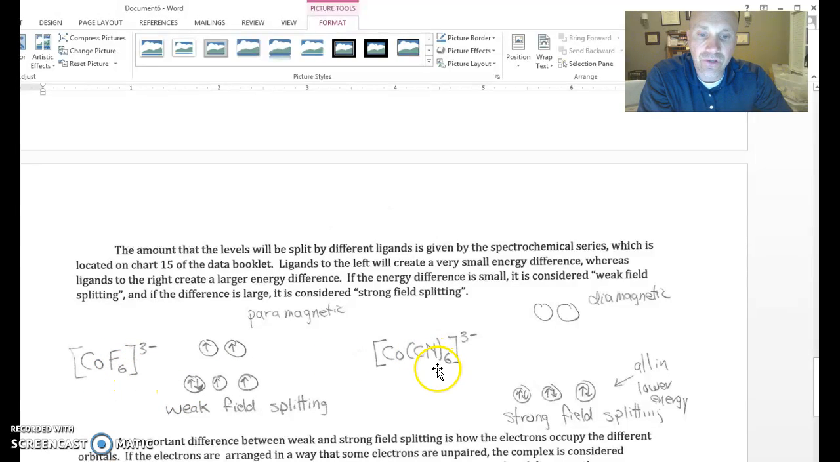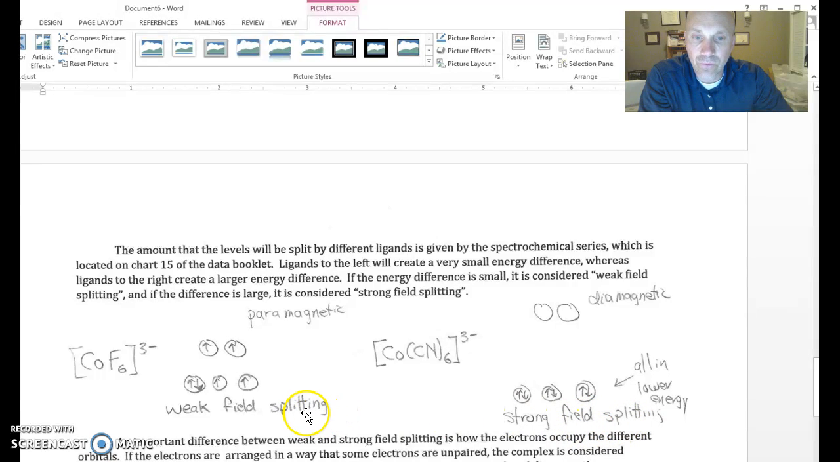In this case right here, your ligands are cyanide ions. Notice the difference. This is a really big difference in energy. This is a relatively small difference in energy. That's why we call this weak field splitting, and this is strong field splitting.